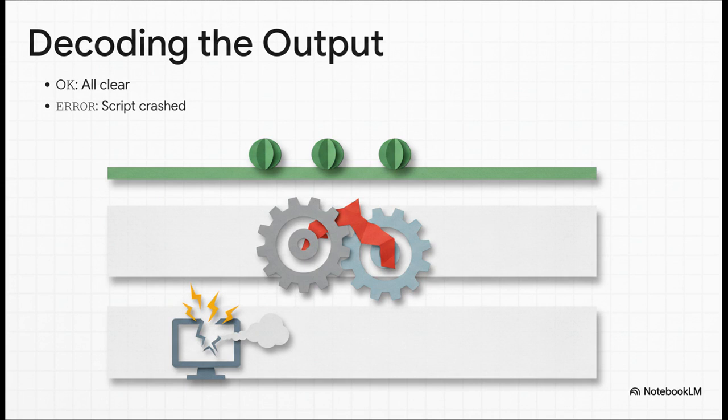On the other hand, if you see an error message, that means your test script itself actually crashed, usually because of a typo or a syntax mistake in how you wrote the test itself. Take a moment to really process the difference between a caught bug and a crashed script, because knowing that is going to save you hours of debugging.